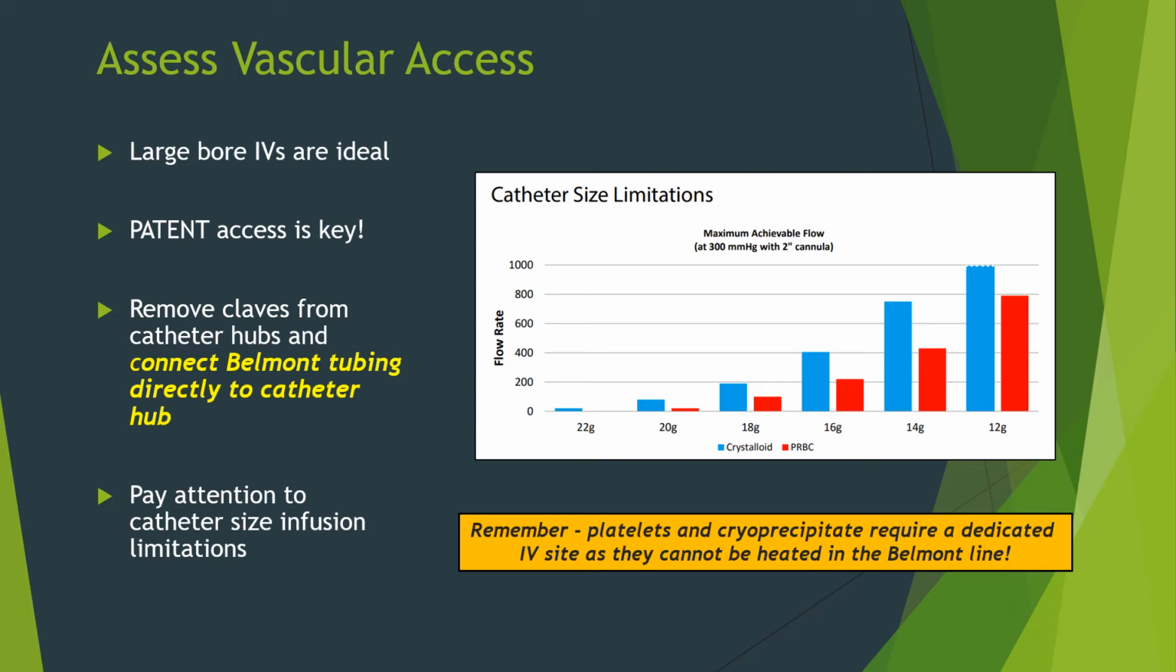It's also important to note here down in the orange section that platelets and cryoprecipitate require a dedicated IV site because they cannot be heated in the Belmont line. Platelets and cryoprecipitate can have their coagulation factors altered when they're heated through the Belmont Rapid Infuser.